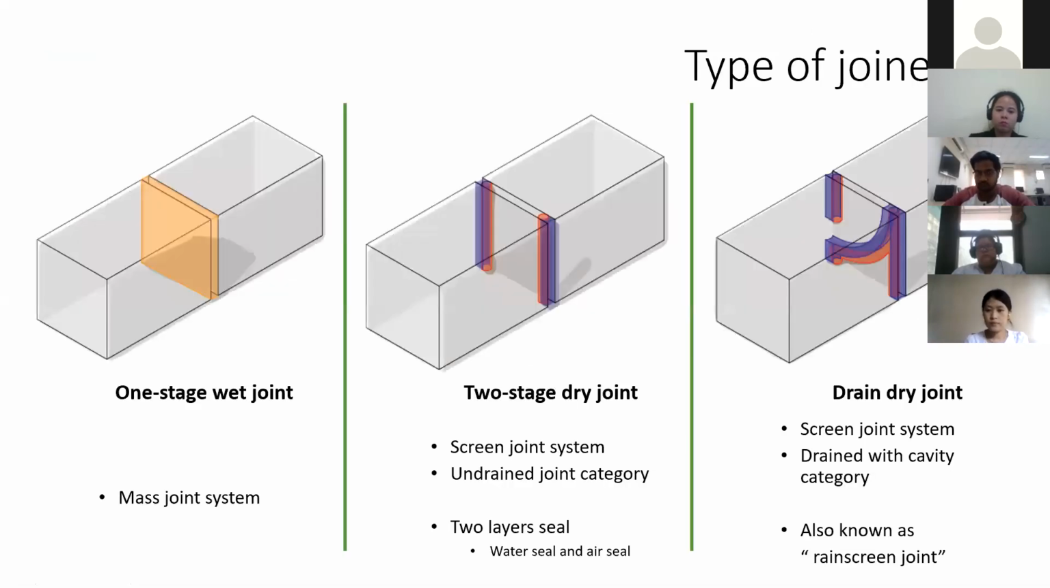The types of joinery selected for this research are these three types. The first one is the one-stage wet joint, which is grouted with a non-shrink grout. It's called a mass type joinery because one solid layer connects the walls together. The second one is the two-stage joint, which uses a foam backer rod with sealant on the two sides, with an air gap in the middle. The third type is the drain joint, which is a screen joint system that allows the water to go in and out in the following path.